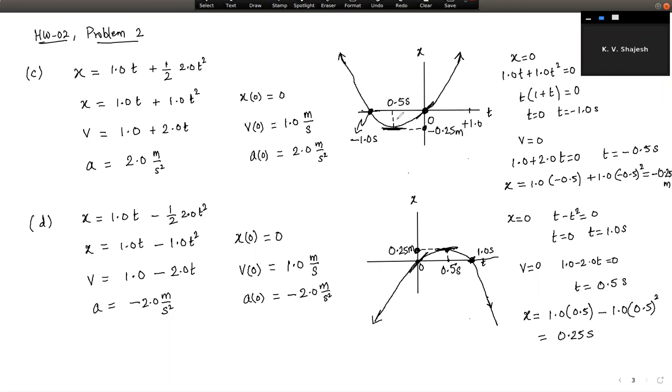Similar things can be done for part E and part F since the numbers remain the same. So all these characteristics remain roughly the same. And let me quickly do that. Part E, homework 2, problem 2. And this is part E.